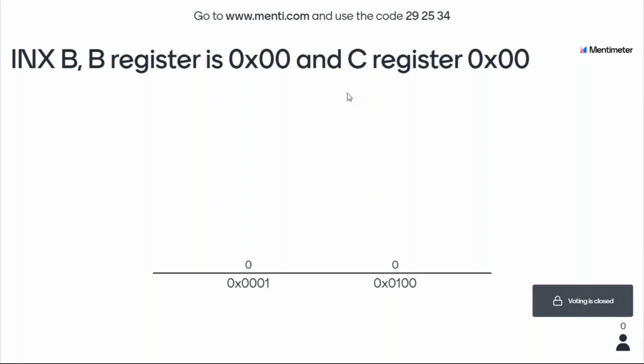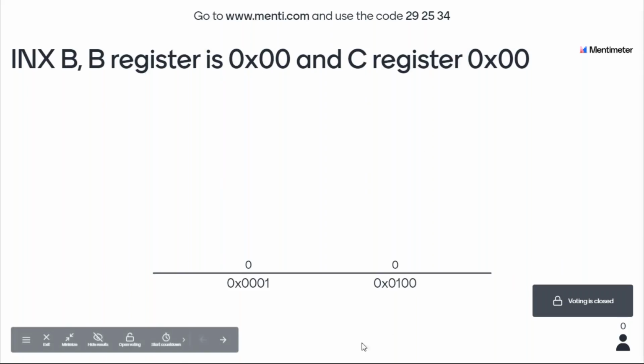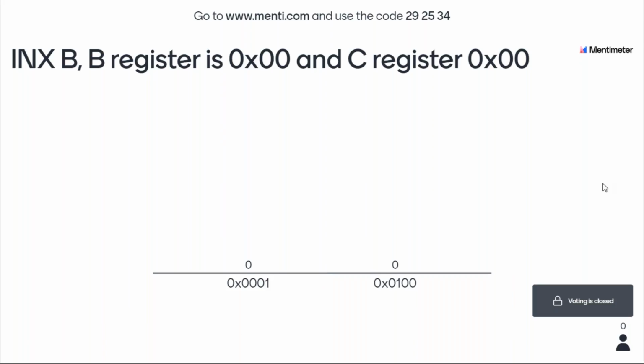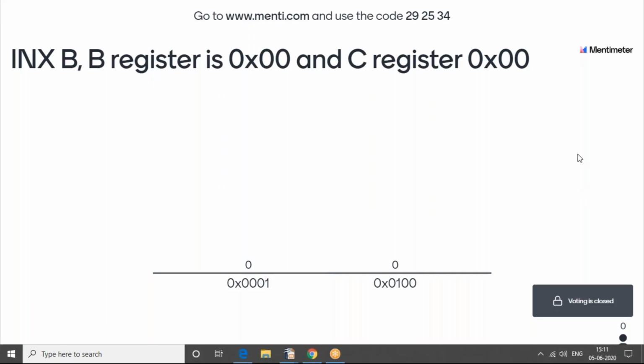The code is 292534 on menti.com. Well, you guys are at it. I hope you should be able to remember the code 292534. I'll probably put it on the chat screen as well, so that I can go to another screen and see if I can let you know where to find. But no, I can do it separately. It's fine. I'll give enough time for you to answer.